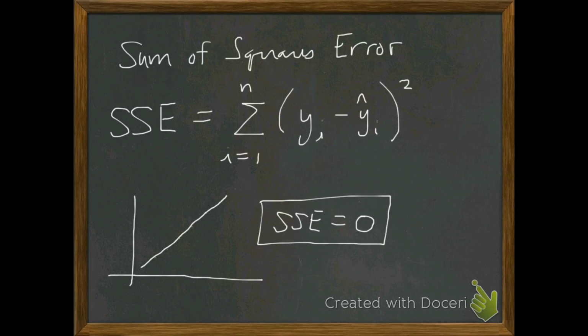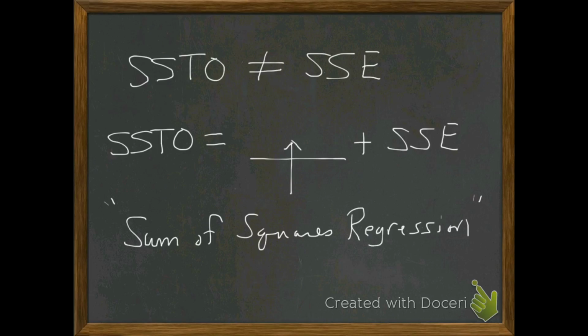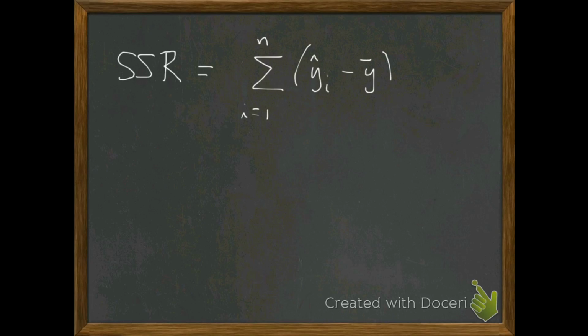So let's put that into notation. We're examining the difference between each predicted value and the mean. So guys, the sum of squares for regression is nothing more than the sum from i equals 1 to n of our predicted values minus the mean quantity squared.